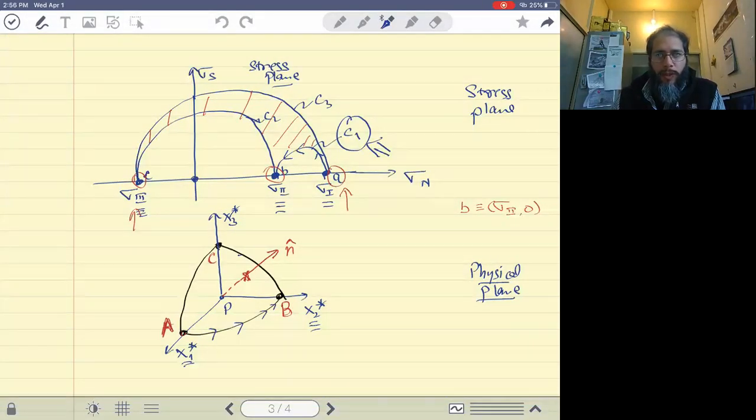Similarly, if I move on circle number 2, which is this one, then moving on circle number 2 from point small b to small c will correspond to a movement from point capital B to point capital C in the physical plane. So moving from point capital B to capital C basically means the normal is always perpendicular to x1 star axis.